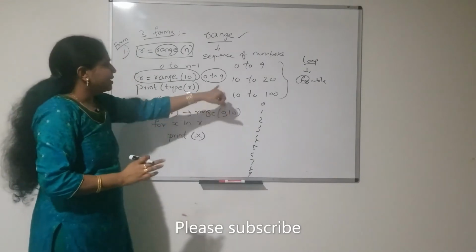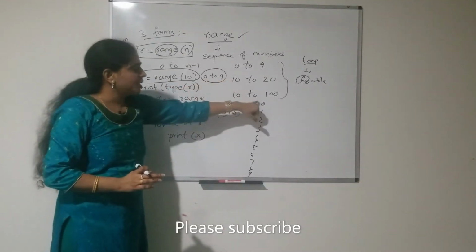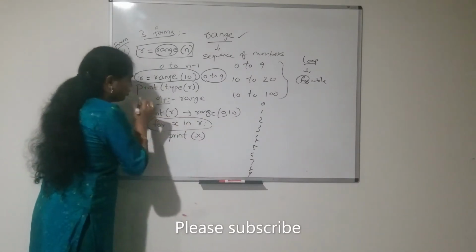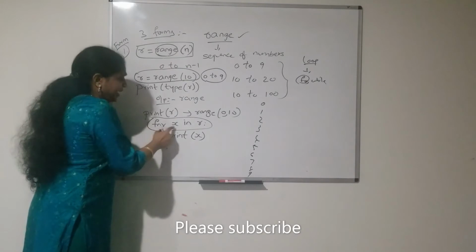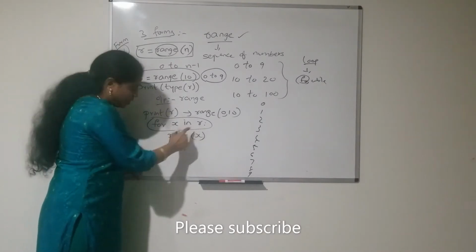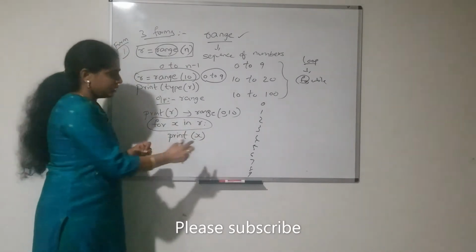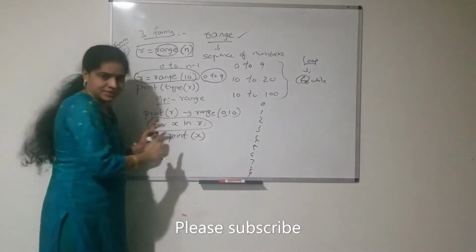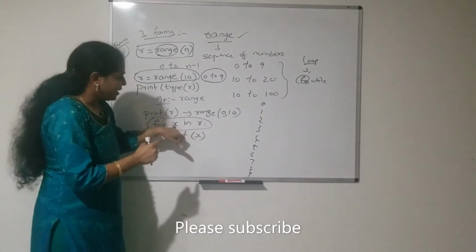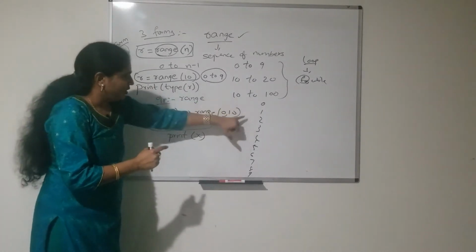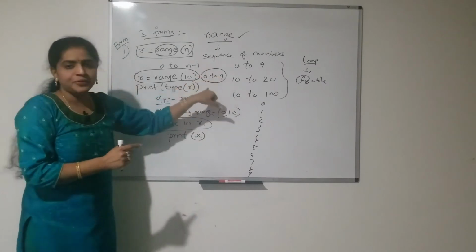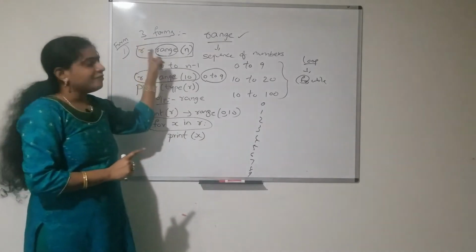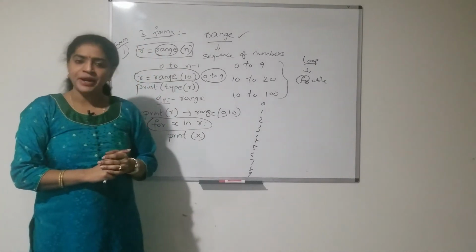So if I want to view the sequence of all the numbers, I have to use for loop like this. For each element in that range, I want to print the element. In R range, I have the numbers from 0 to 9, and I want to print all those numbers. So print of x means for x is 0, then next 1, 2, like this all the numbers in that range will be displayed in the output. That is form 1 to create a range object.